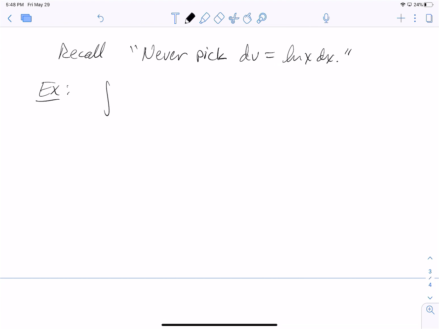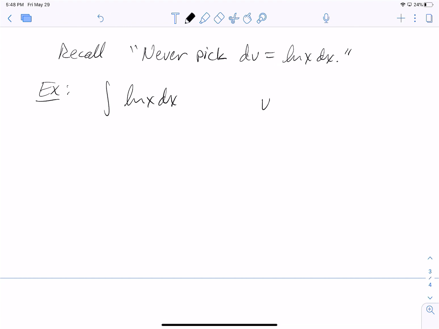I'm going to move on. Recall that I said before in a previous video, never pick dv equals the natural log of x dx. This is going to be our next example. We're going to integrate the natural log of x dx. And you'll see why I said that.